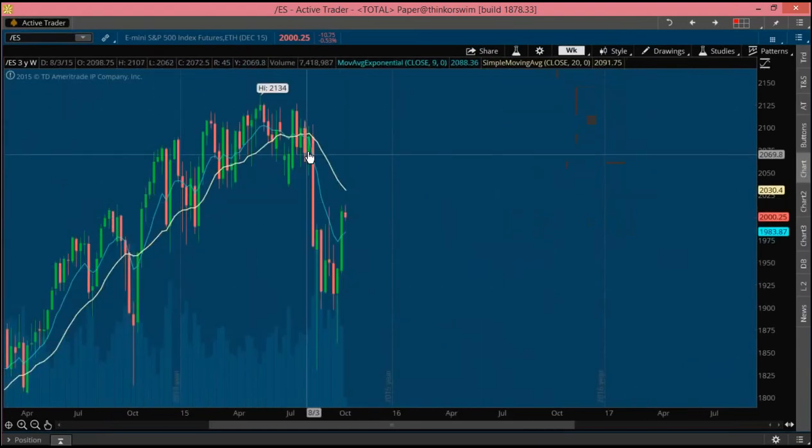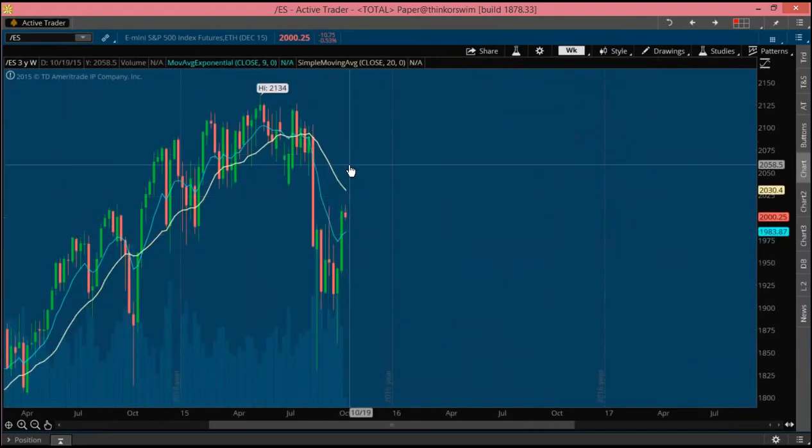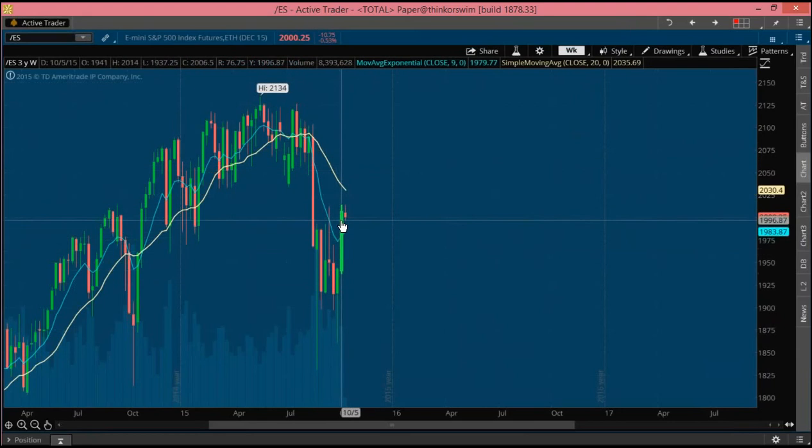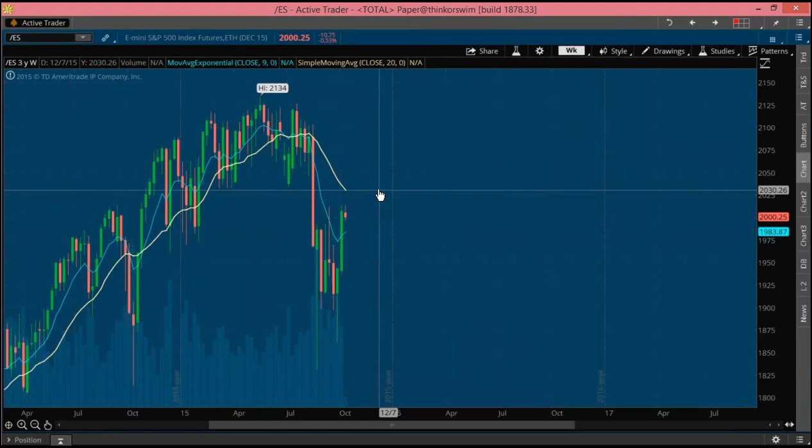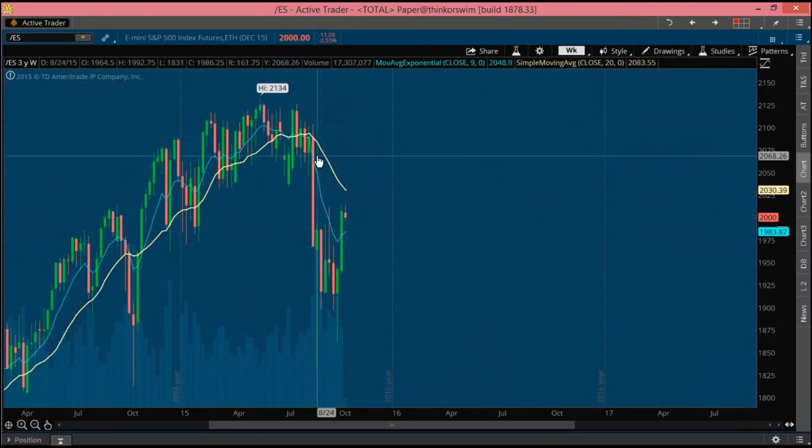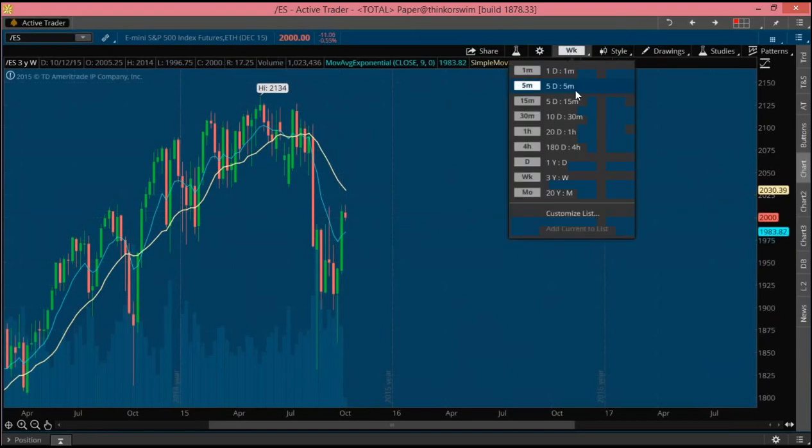On the weekly, we had the strong downward trend with slope and separation, and then last week they popped back up and gave us our first close back above the 9. Currently we're trading in between the 9 and the 20. A test of the 9 will bring us up into the 20-30 area. That's a test of the 20. A test of the 9 will take us down into the 1983-82 area. But the downtrend has been challenged and is being violated right now.